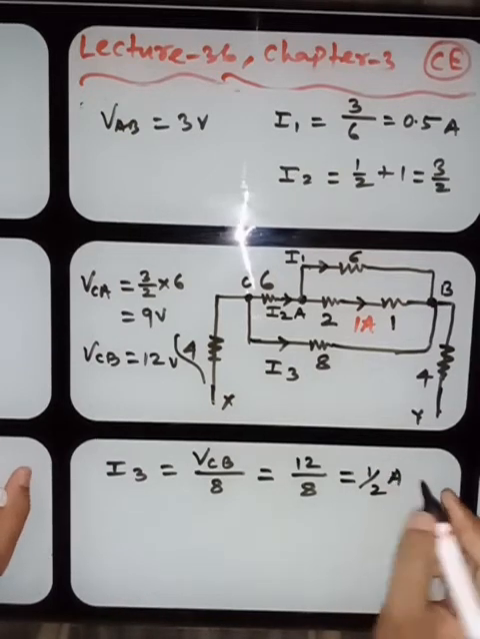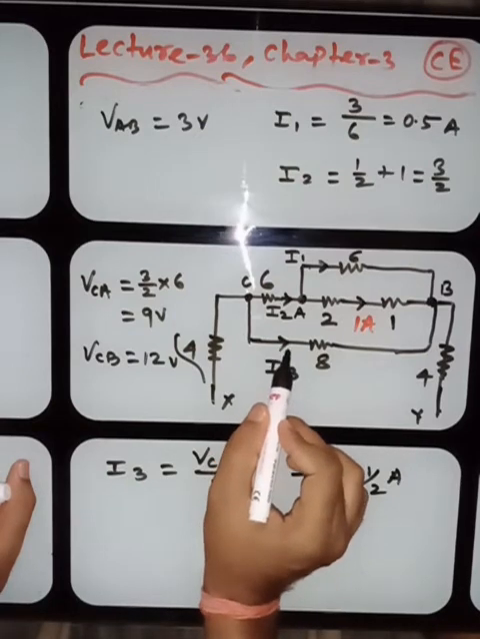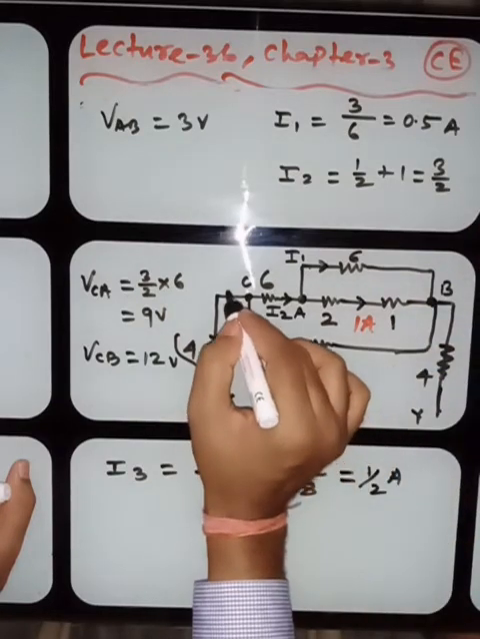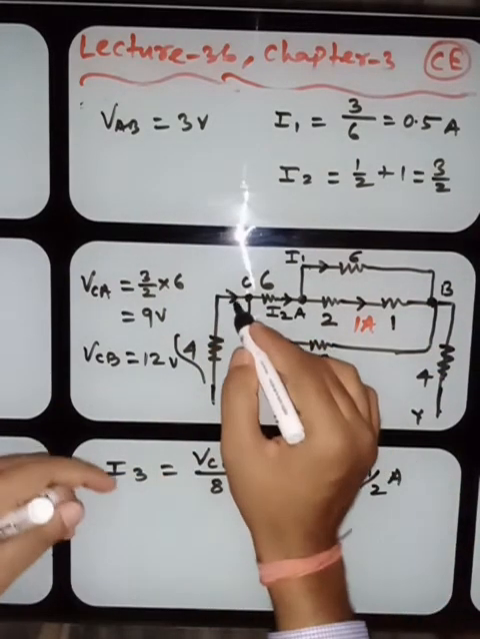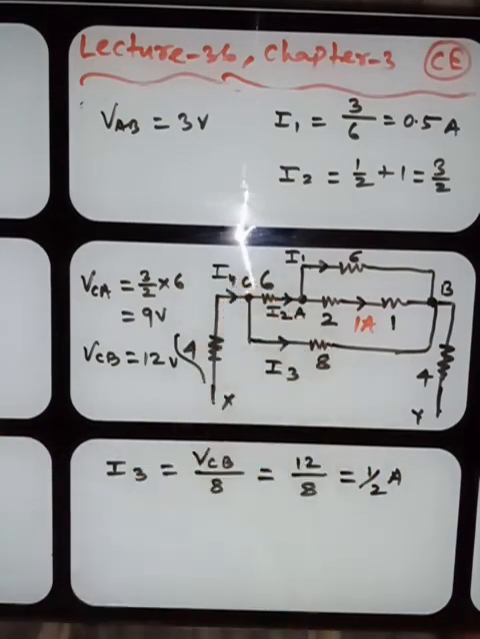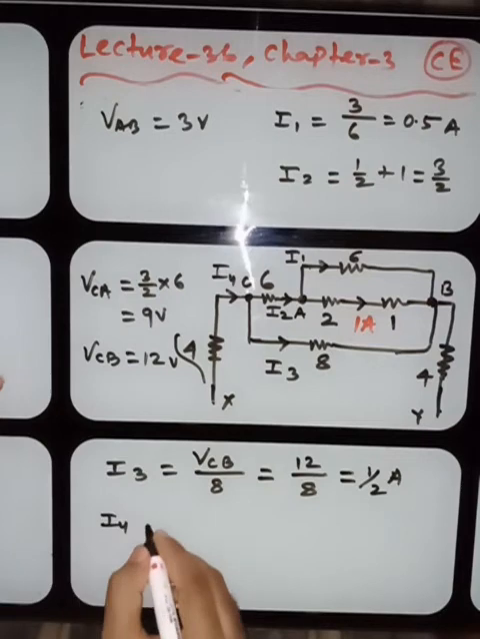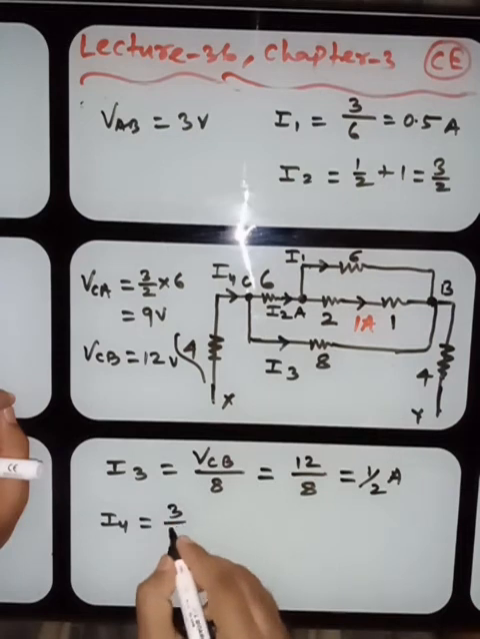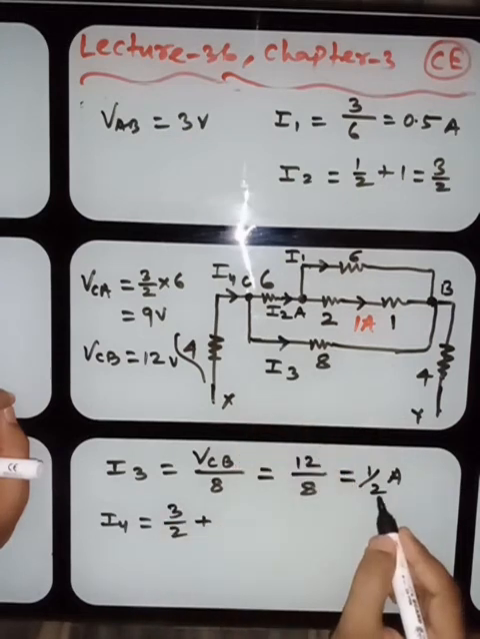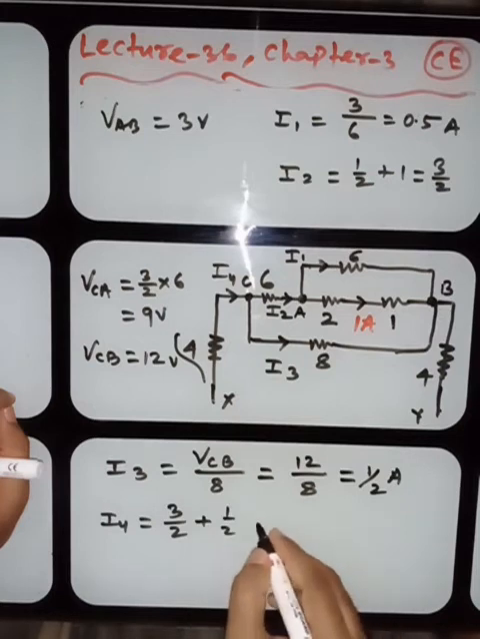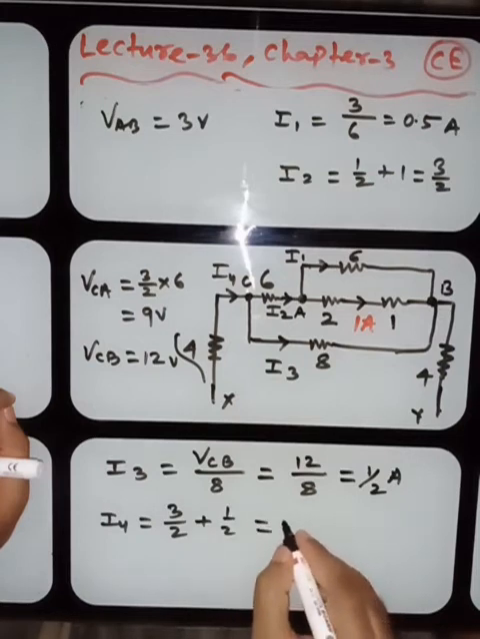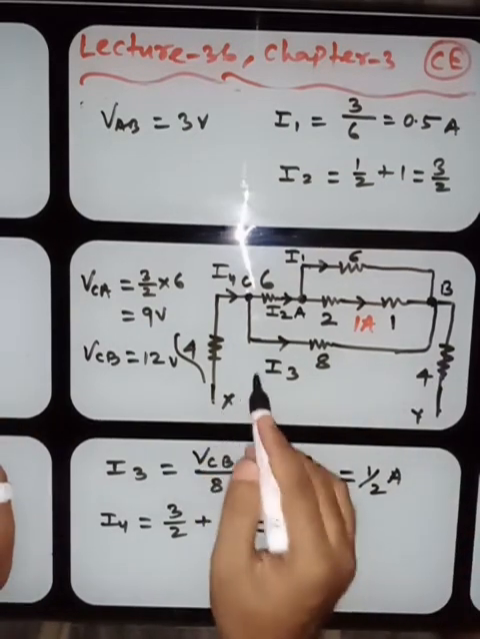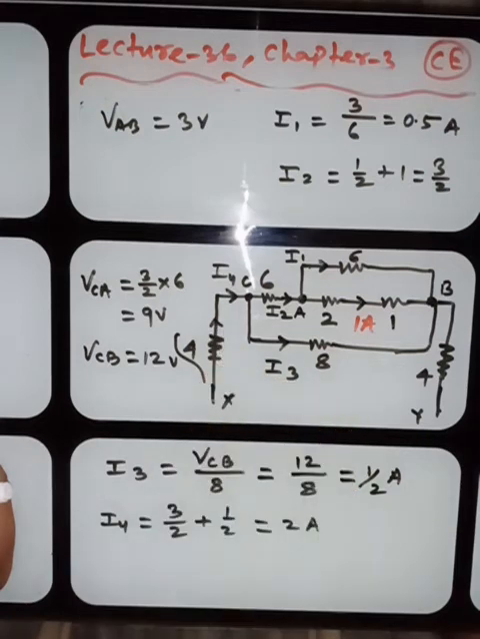Now if half ampere goes to this one and I2 was 1.5, it means the total current that moves from here, say it is I4. What will be I4? I4 is 1.5, that is 3 by 2, plus I3, which is half. So the total current is 4 by 2, it is 2 ampere. So the total current given by this particular network, that is I4, is 2 ampere.